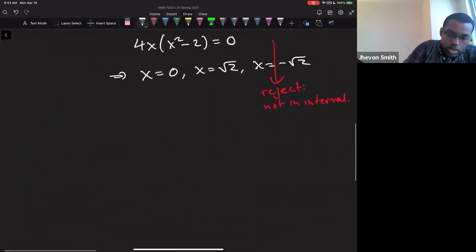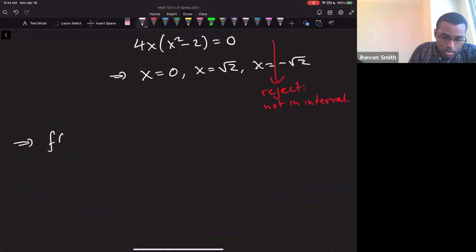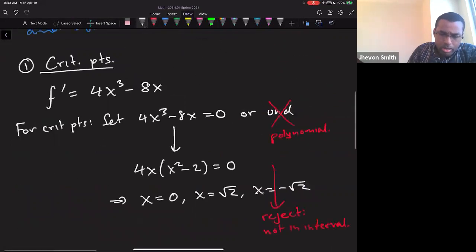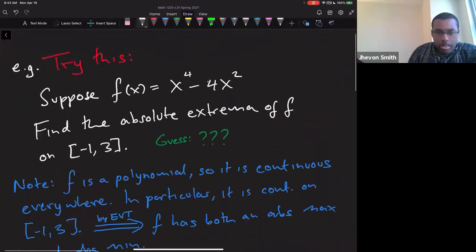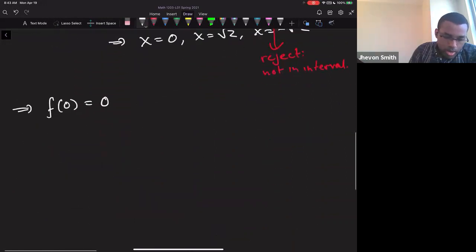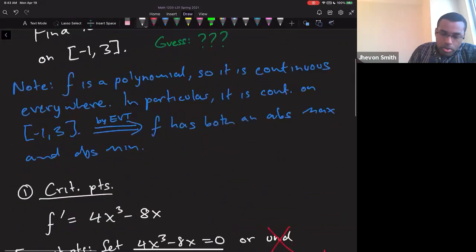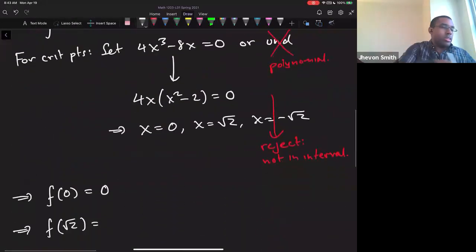So let's find f of 0, which I think is 0. And then I'm going to find f of radical 2. And that's x to the fourth minus 4x squared. I'm going to start getting annoyed scrolling up and down. Let me pull up the questions somewhere else.